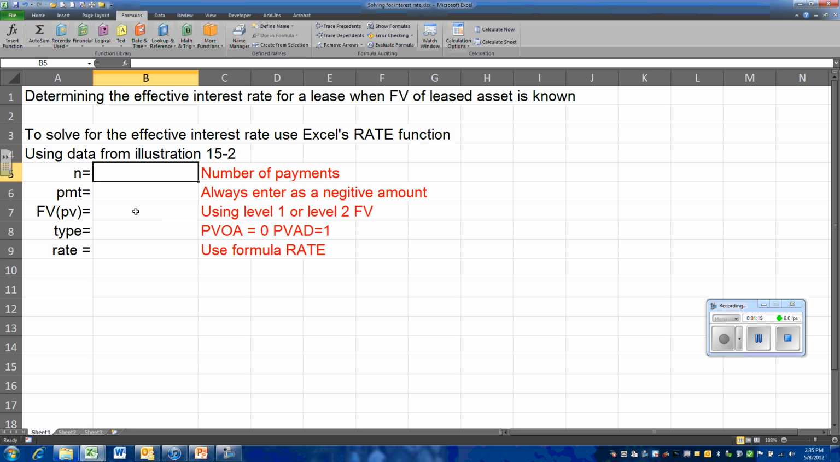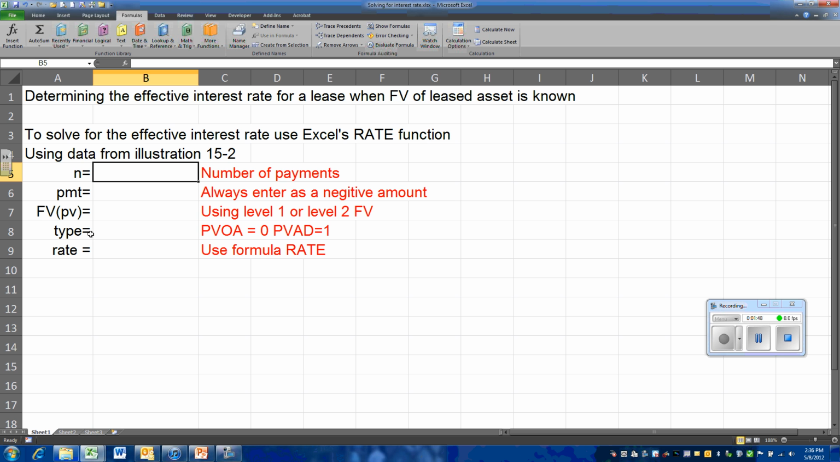We need to know the fair value of the leased asset, so this will be either a level 1 or level 2 fair valuation. We cannot use this worksheet to determine the interest rate if fair value is not known, and we're doing a level 3, which is a discounted cash flow. In that situation, we have to establish what the interest rate is and then solve for the fair value.